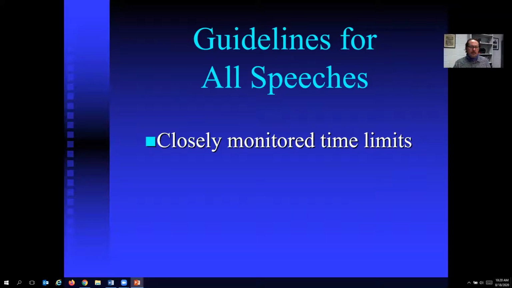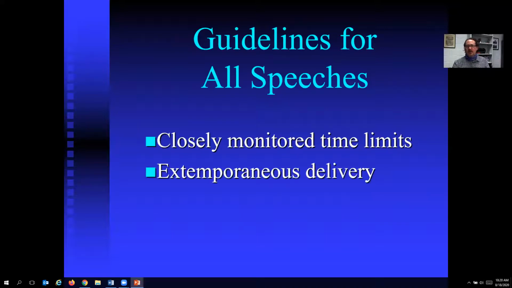So having a strict time limit really forces you to practice and rehearse. It forces you to develop the speech effectively and really organize it. And so you need to make sure when you practice and rehearse that you consistently come within the middle of that 2-minute window. Extemporaneous delivery, that's a big word for conversational.